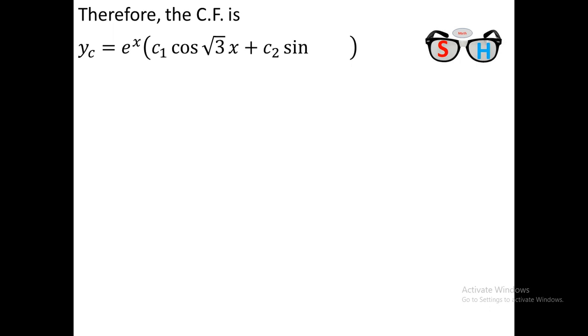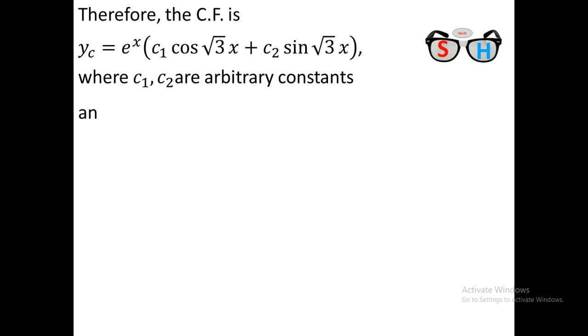So you get the complementary function as well as the particular integral of the given differential equation. The complementary function is e to the power x (c1 cos root 3x plus c2 sin root 3x), where c1 and c2 are arbitrary constants, and the particular integral is minus 1 by 6 e to the power x (3 cos 2x plus 1).